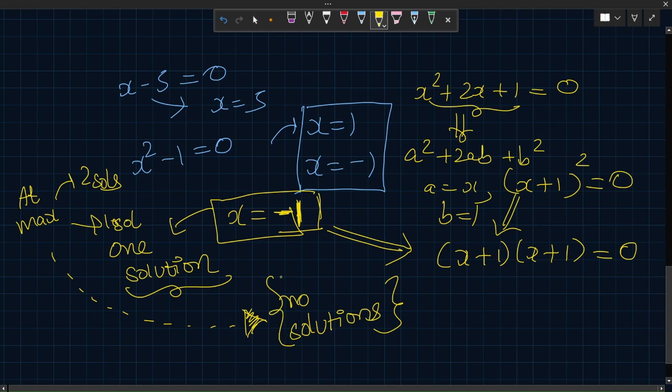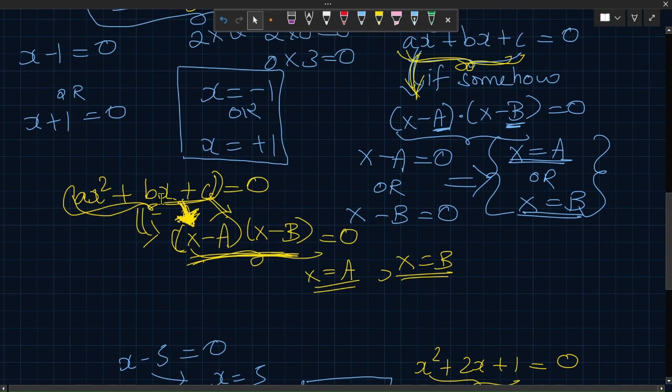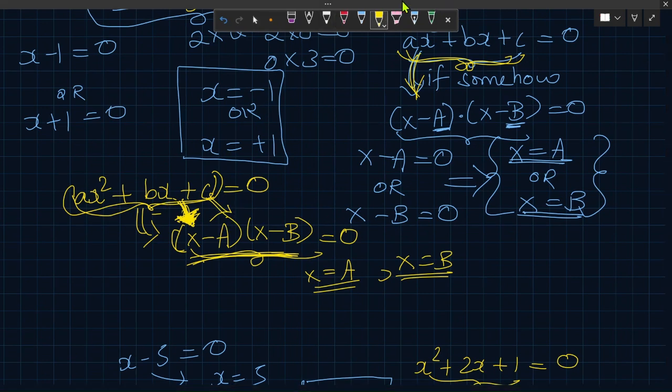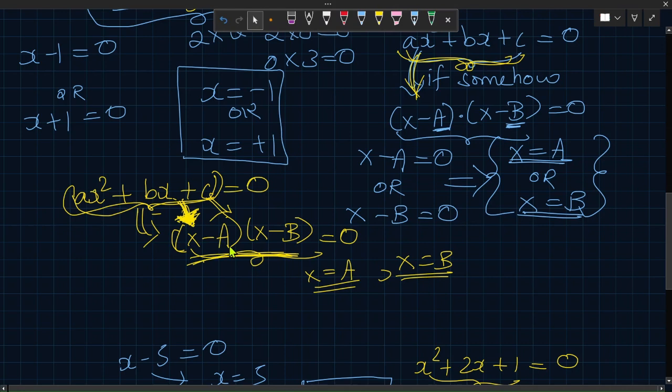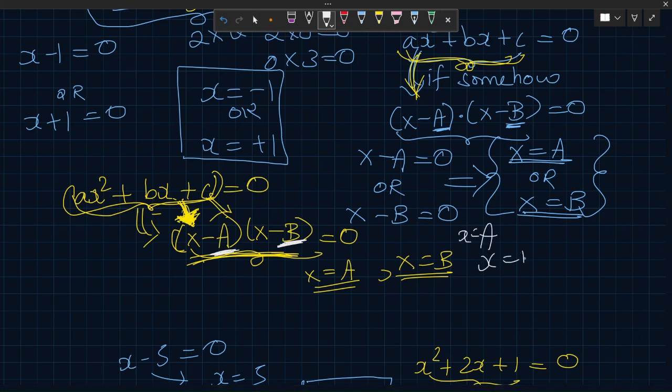Now, what we have seen is that if I'm able to write any equation of this form in this form, I know what the solutions are. By the way, this is what people call the roots of the quadratic equation. It is just another name for solution. So if somebody says x equal to a and x equal to b are the roots of the quadratic equation, they are just trying to say that x equal to a and x equal to b are both solutions to the quadratic equation.